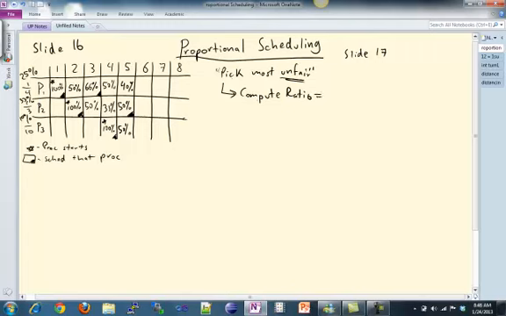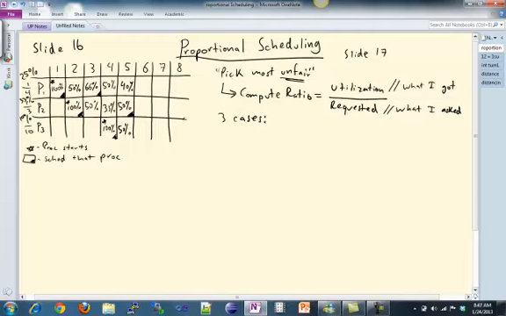Compute ratio we're going to define as utilization over requested. So it's what I got over what I asked for. Right? And so there's basically 3 cases for the compute ratio.